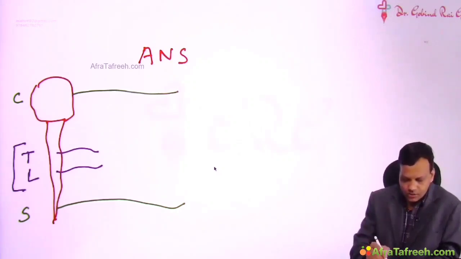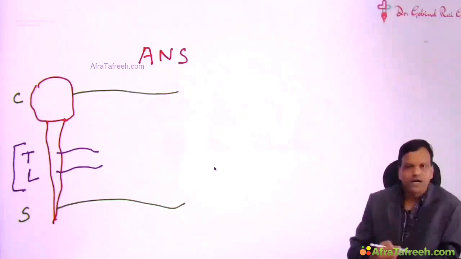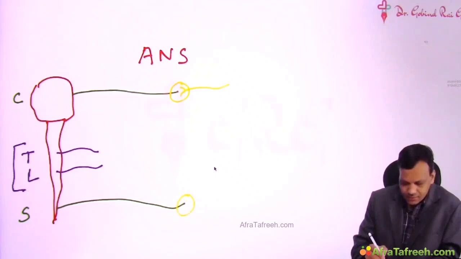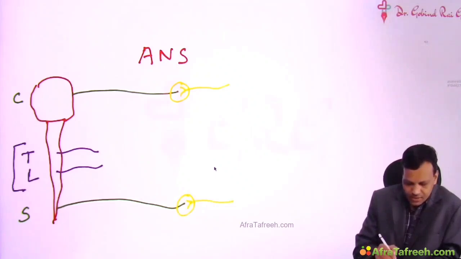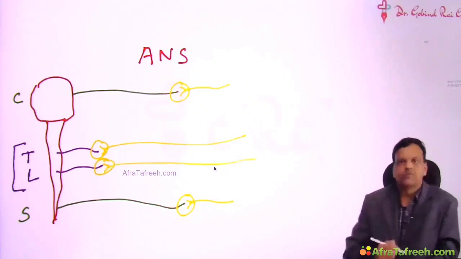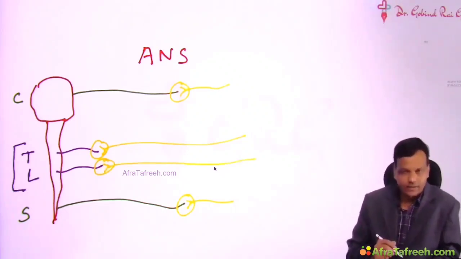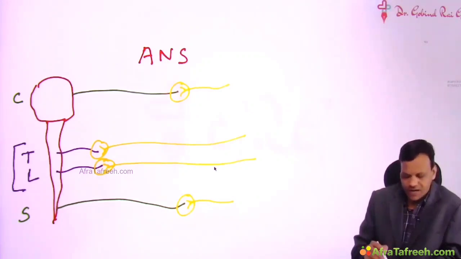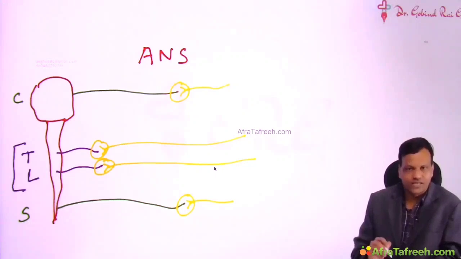Now after the origin, they will form a connection in the ganglion. In the parasympathetic system, the ganglion is called the parasympathetic ganglion, whereas in the sympathetic system it is the sympathetic ganglion. One thing which is clear in the diagram is that in the sympathetic system, the ganglia are near the spinal cord, whereas in the parasympathetic system, the ganglia are near the organs, or we can say away from the CNS.